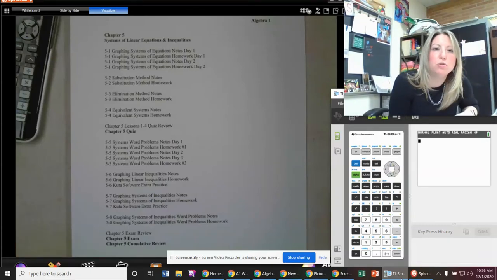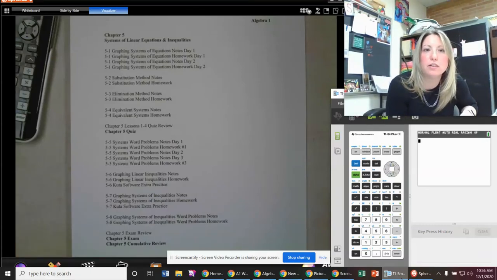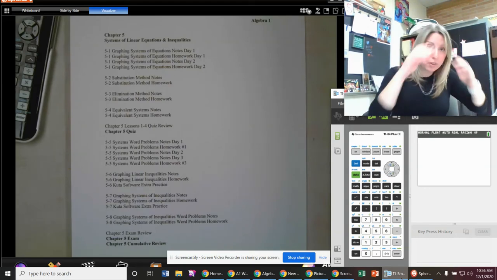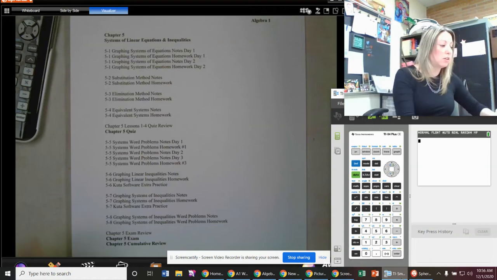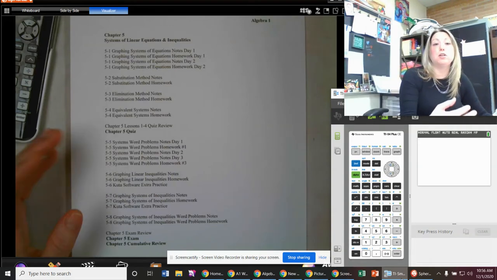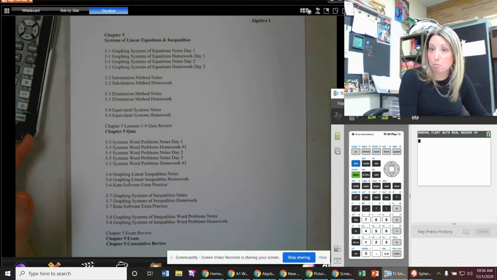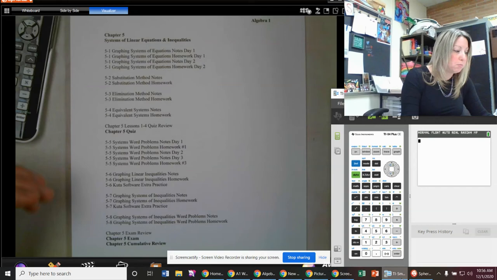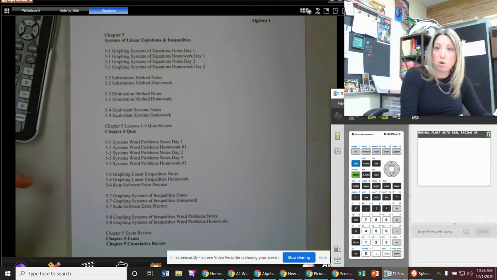Algebra. Welcome to your Chapter 5, Lesson 1, Day 1 notes. I'm just going to do a quick overview of what Chapter 5 will entail in general. Chapter 5 is all about systems of linear equations and inequalities. We are going to be solving graphically and algebraically. So we'll start with graphing systems of equations, day 1, today.